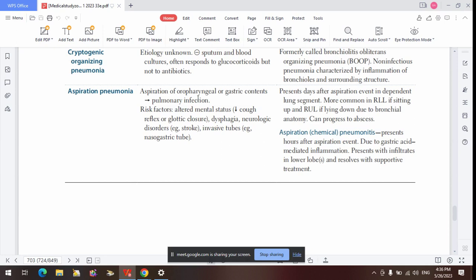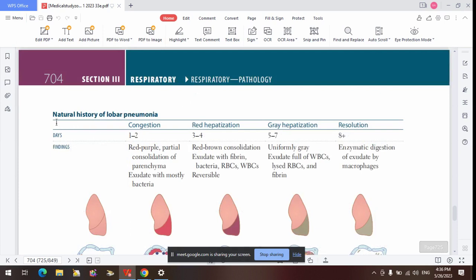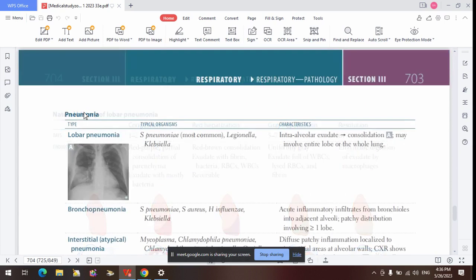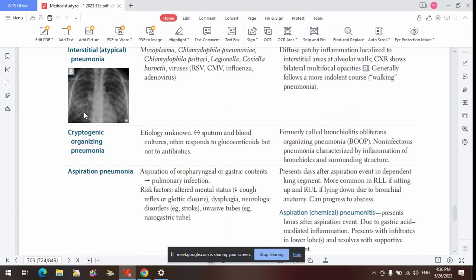So let's talk about the natural history of bacterial pneumonia. Bacterial pneumonia is the commonest form, with aspiration pneumonia, any of the organisms that we mentioned.